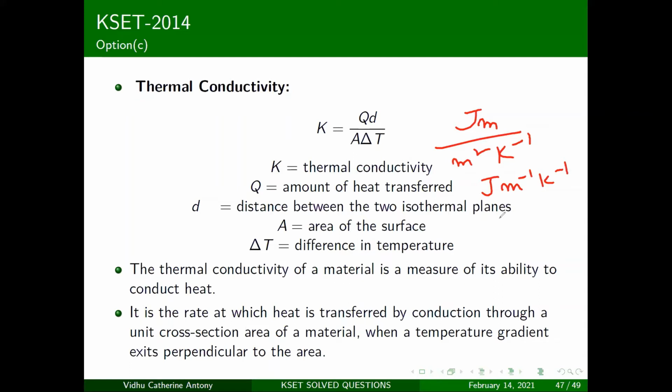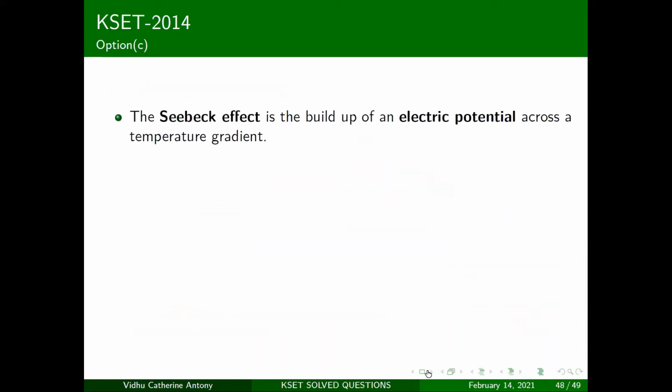Okay, so if it's in watts, basically you need to divide and multiply it by a second. So watt second meter minus 1 Kelvin minus 1. So that's how you can directly find the units. Just remember the formula and substitute the units.